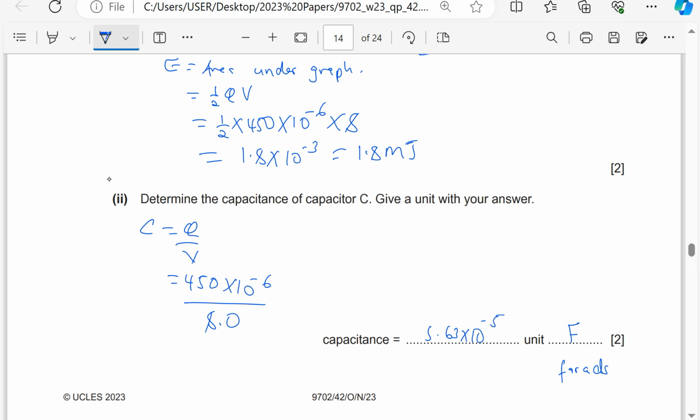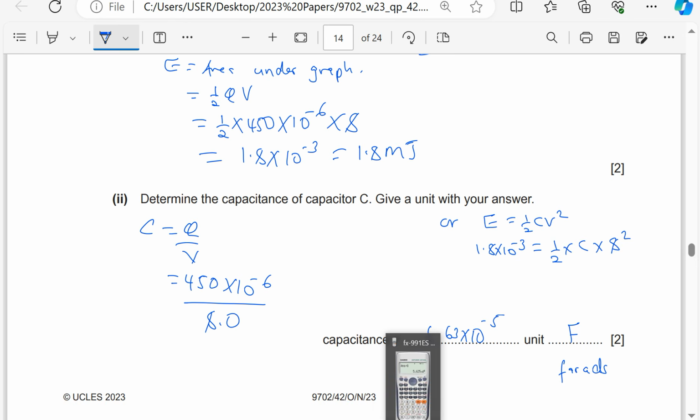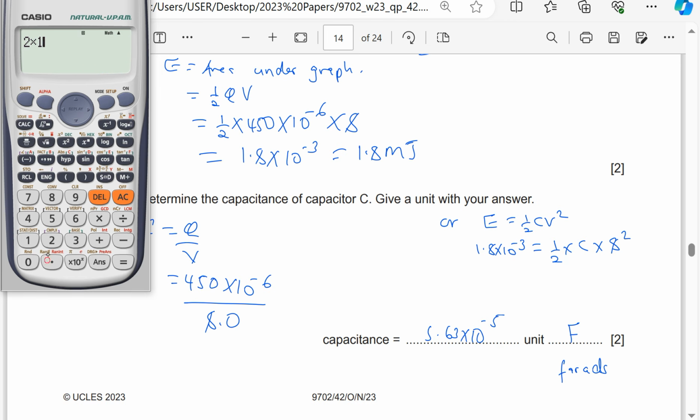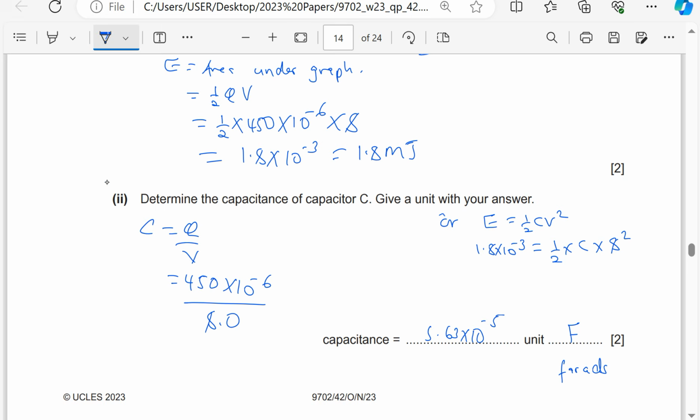That is farads. Alternatively, you could use energy, as energy equals a half CV squared. If the energy is 1.8 times 10 to the power of minus 3, this is equal to a half times capacitance times PD, which is 8 squared. We can check this with our calculator. 2 times 1.8 times 10 to the power of minus 3. Then I divide by 8 squared. Then I find, okay, so that is the same thing. When I make C the subject, this gives me C as the same answer.